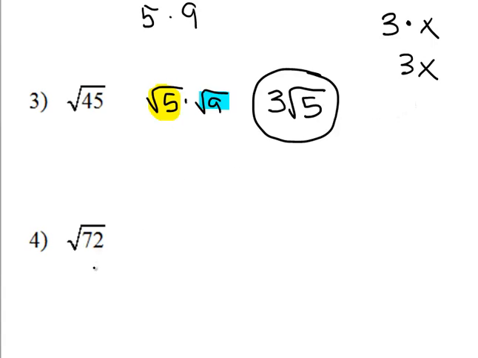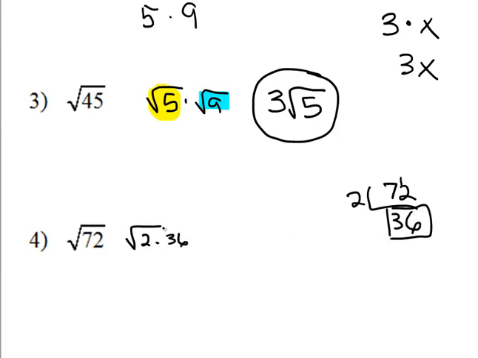Okay, so let's take a look at 72. Sometimes with these bigger ones, it's hard to recognize the perfect squares. So sometimes you might have to do a little factoring here. So here's 72. It's even, so I know it's divisible by 2. 2 goes into 7 3 times with 1 left over. 2 goes into 12 6 times. Oh, and that's a perfect square. So I know that 72 is the same as 2 times 36, the square root of 2 times 36, or I can take this one out, so 6 root 2.